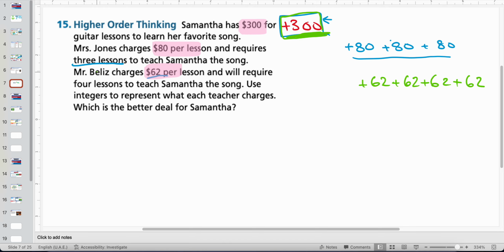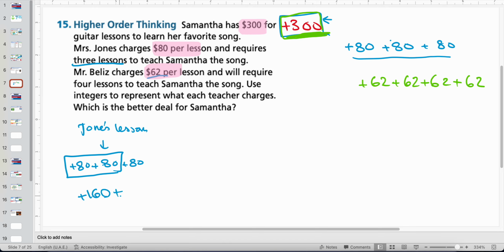So let's do the first teacher, Mr. John. So for Mr. John, we have to add $80 3 times for 3 lessons. Let's do the first 2 80s together. 80 and 80 is basically 160 positive, and add the last 80 is going to give me, 0, 8 plus 6 is 14, and 1, 240 positive. So basically she needs to pay $240. She can pay for this.